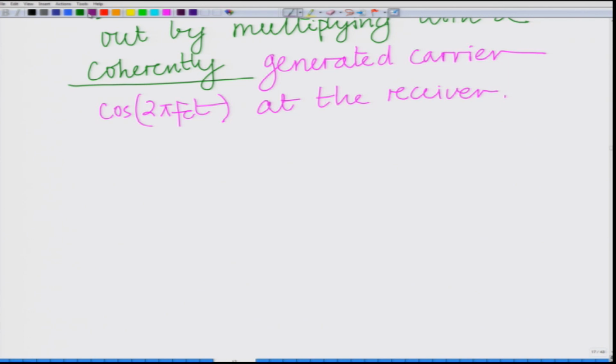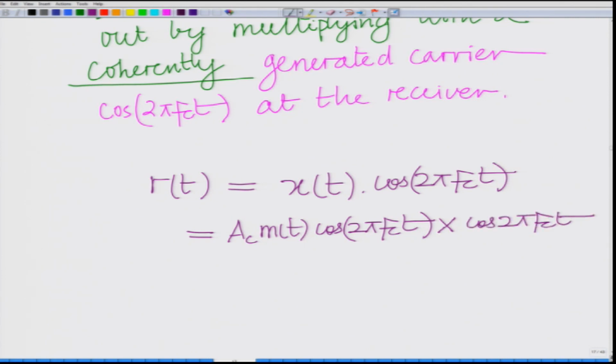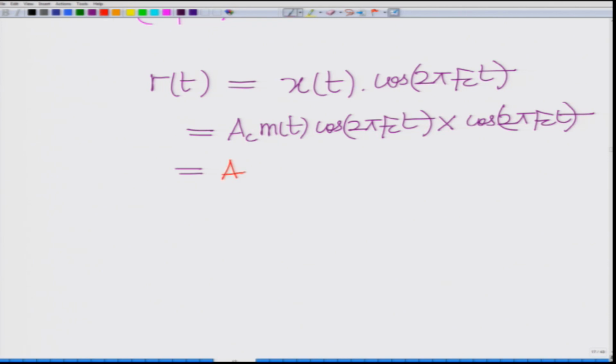So, let us look at our signal x t at the receiver. We can express R t equals x t demodulated with the coherent carrier, that is cosine 2 pi f c t, which is equal to A c m t cosine 2 pi f c t times cosine 2 pi f c t, which is basically A c m t cosine square 2 pi f c t.